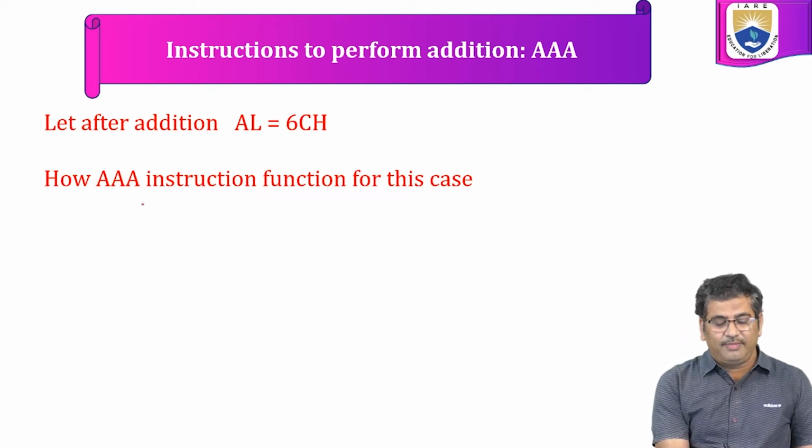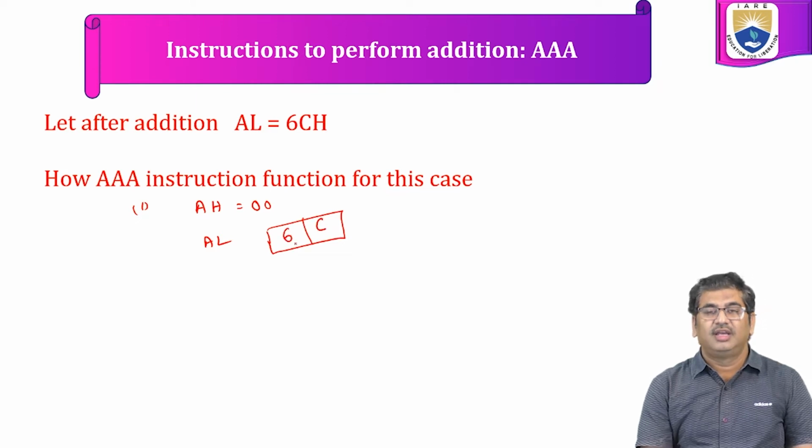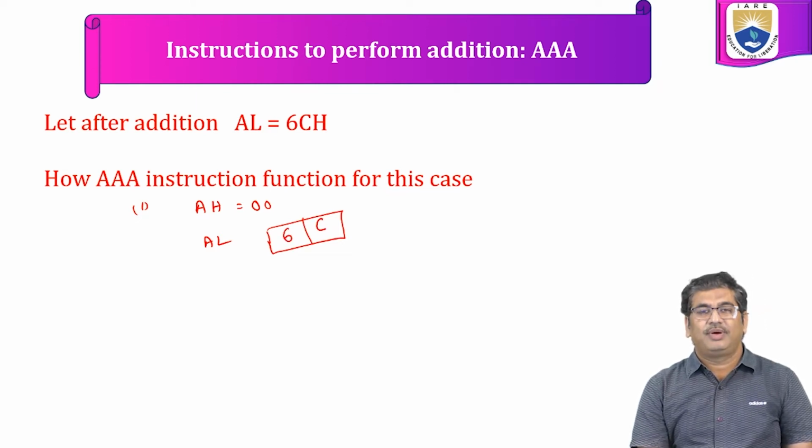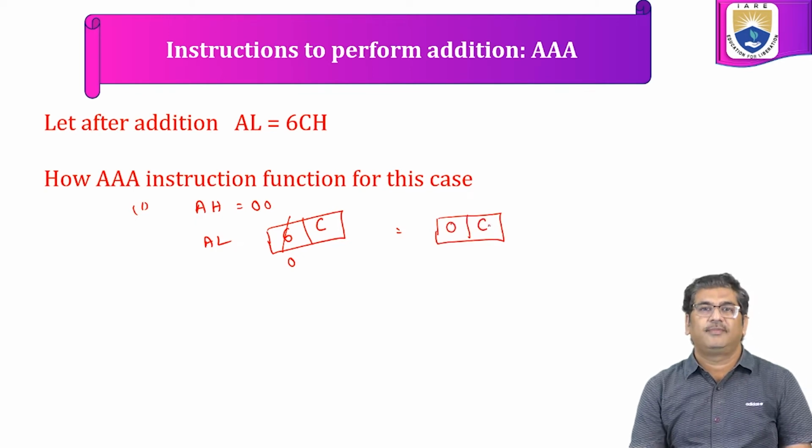So in the first step, we have to clear the AH register, that is AH is equal to 00H. Next, the upper nibble of the AL register will be checked. Here the lower nibble is C, and the upper nibble is 6. In this step, this 6 will be cleared. So after the second step, we get the AL register contents as 0CH.